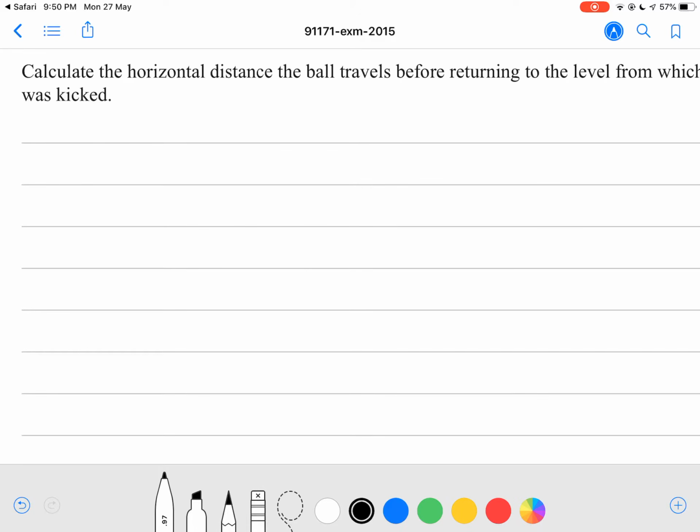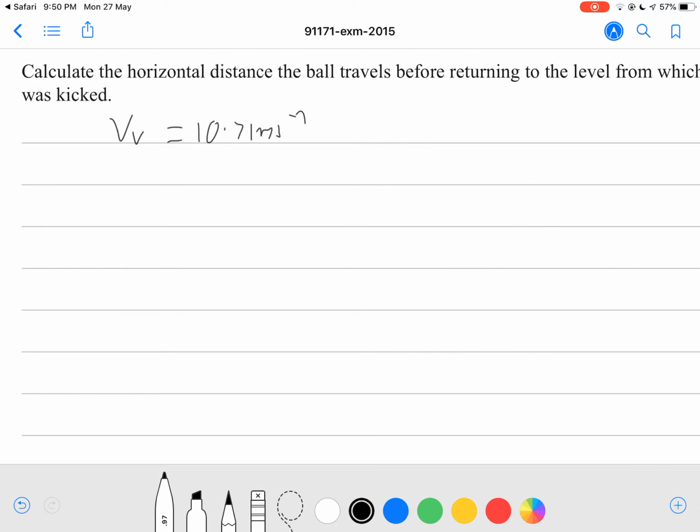But to do this, we have to find out how long it takes for the ball to reach the maximum height. For the ball to reach the maximum height, how long will that take? You know that the vertical component of the velocity was initially equal to 10.71 meters per second.